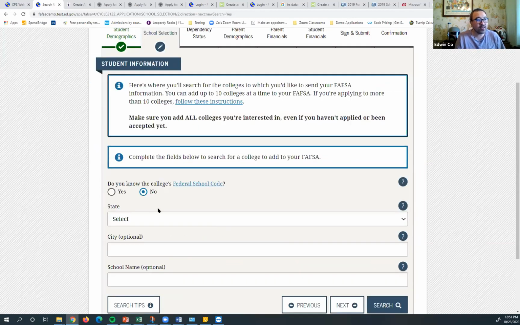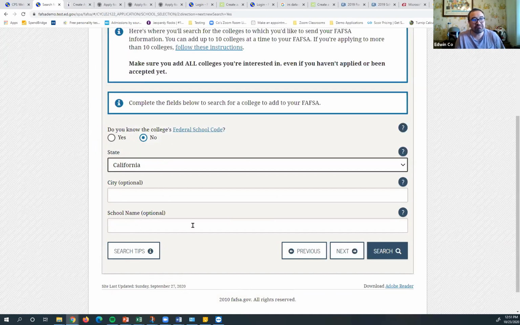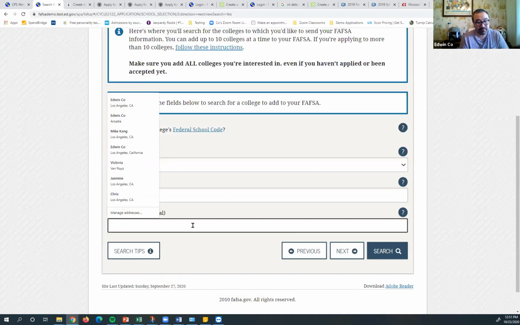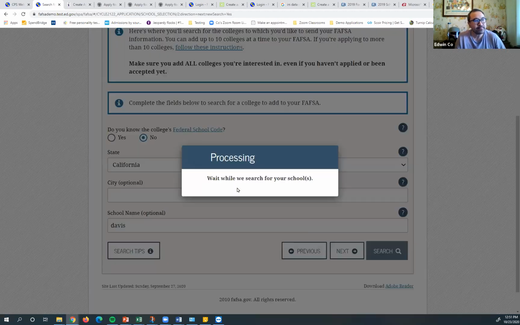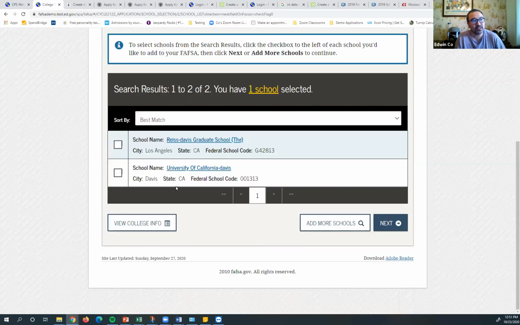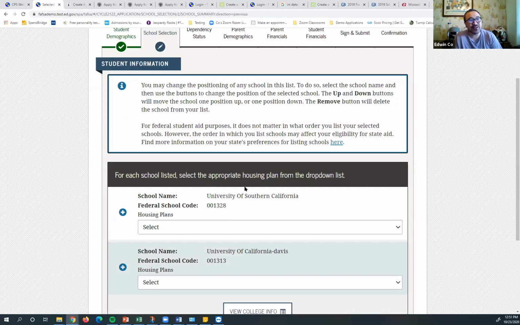I'm going to add another school in California. Let's say Davis. We're going to type in Davis as part of the school name. I don't have to type in University of California because sometimes there are abbreviations that might throw that off. So I'm going to just type in Davis and hit search. And look, UC Davis, University of California, Davis is there. For now I'm going to hit next because I just want 2 schools on my list for now, just to show you guys. After you hit next, they're going to list your colleges that you've added.